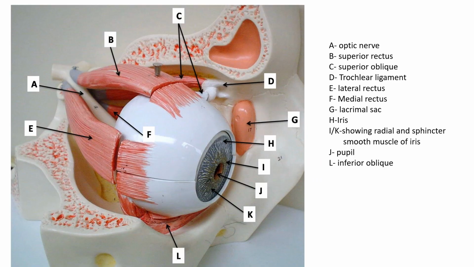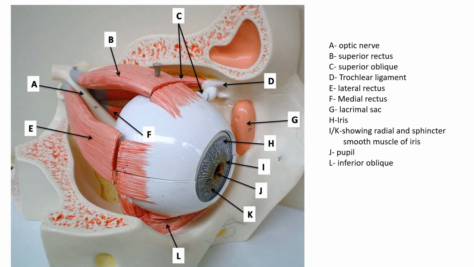Now we're moving on to the eye. We can see with letter A, I'll go in order, is the optic nerve. Letter B is pointing to the superior rectus. Letter C is pointing to the superior oblique as it turns through a ligament called the trochlear ligament, shown here in letter D.